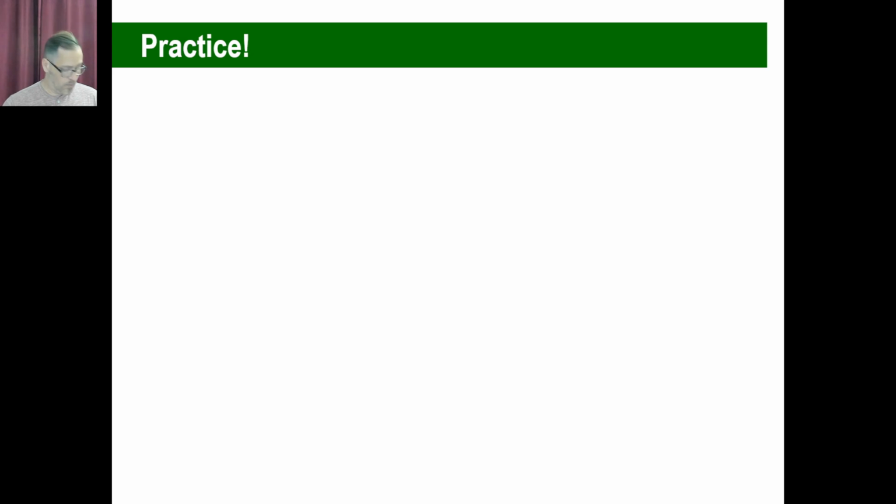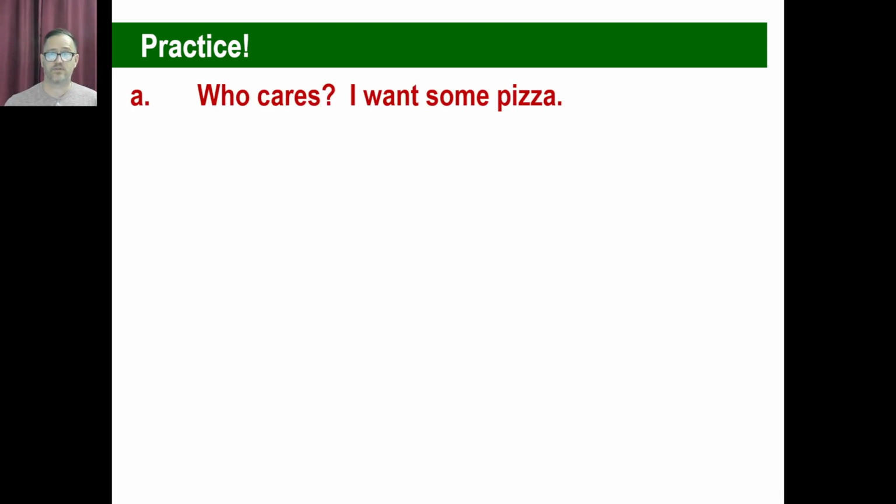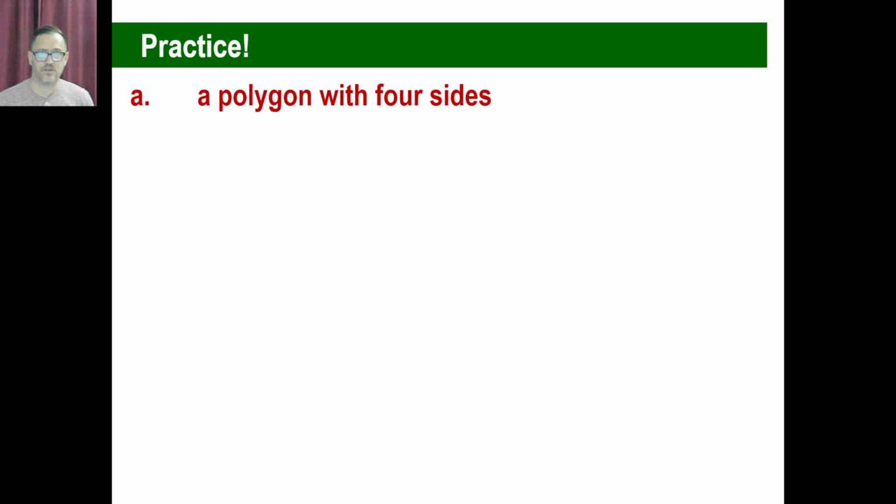Okay. A. What is a quadrilateral? The answer? Who cares? I want some pizza. No, don't put that down. Okay. It's a polygon with four sides. A polygon, remember, is a many-sided figure. Poly means many. Gon means something that irritates you with mathematics.